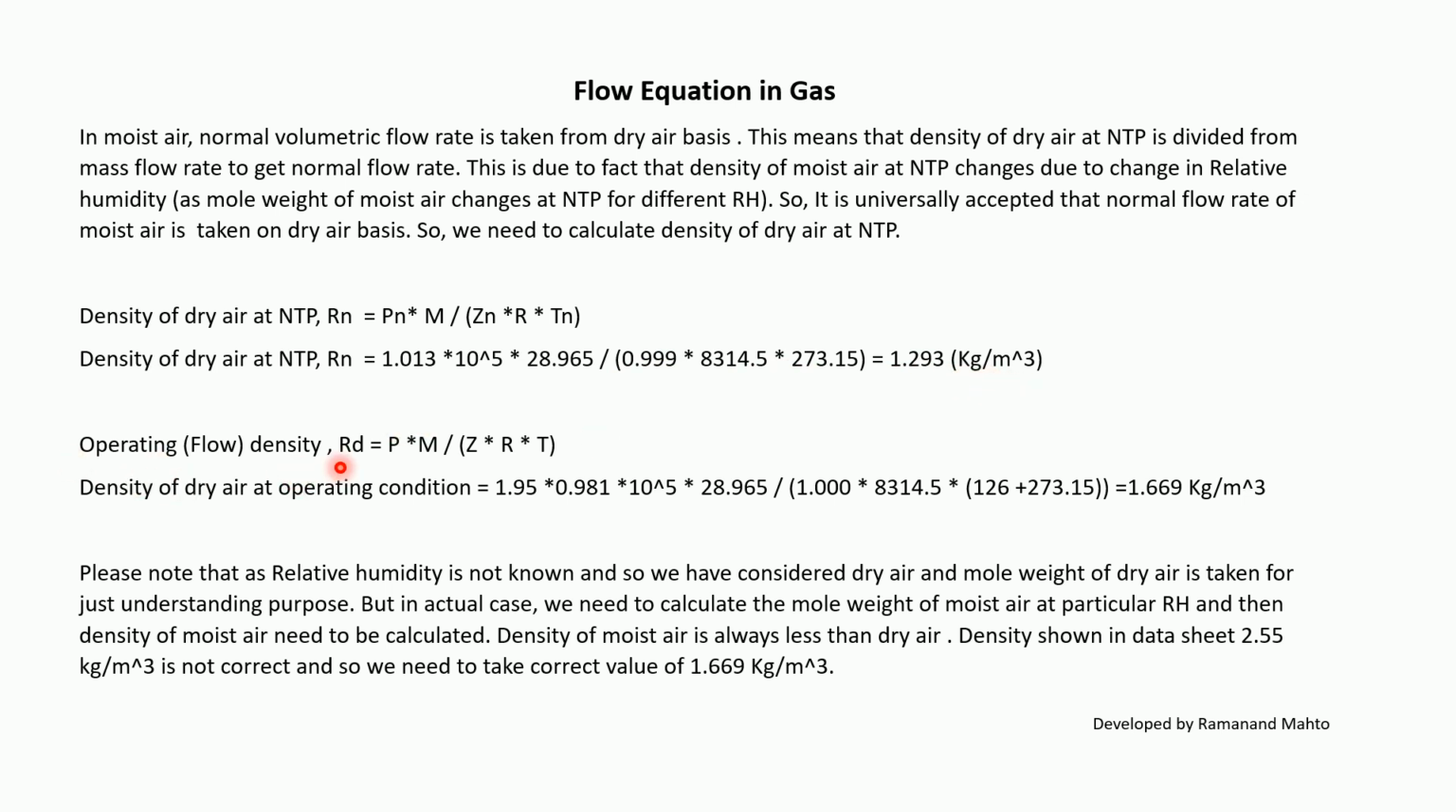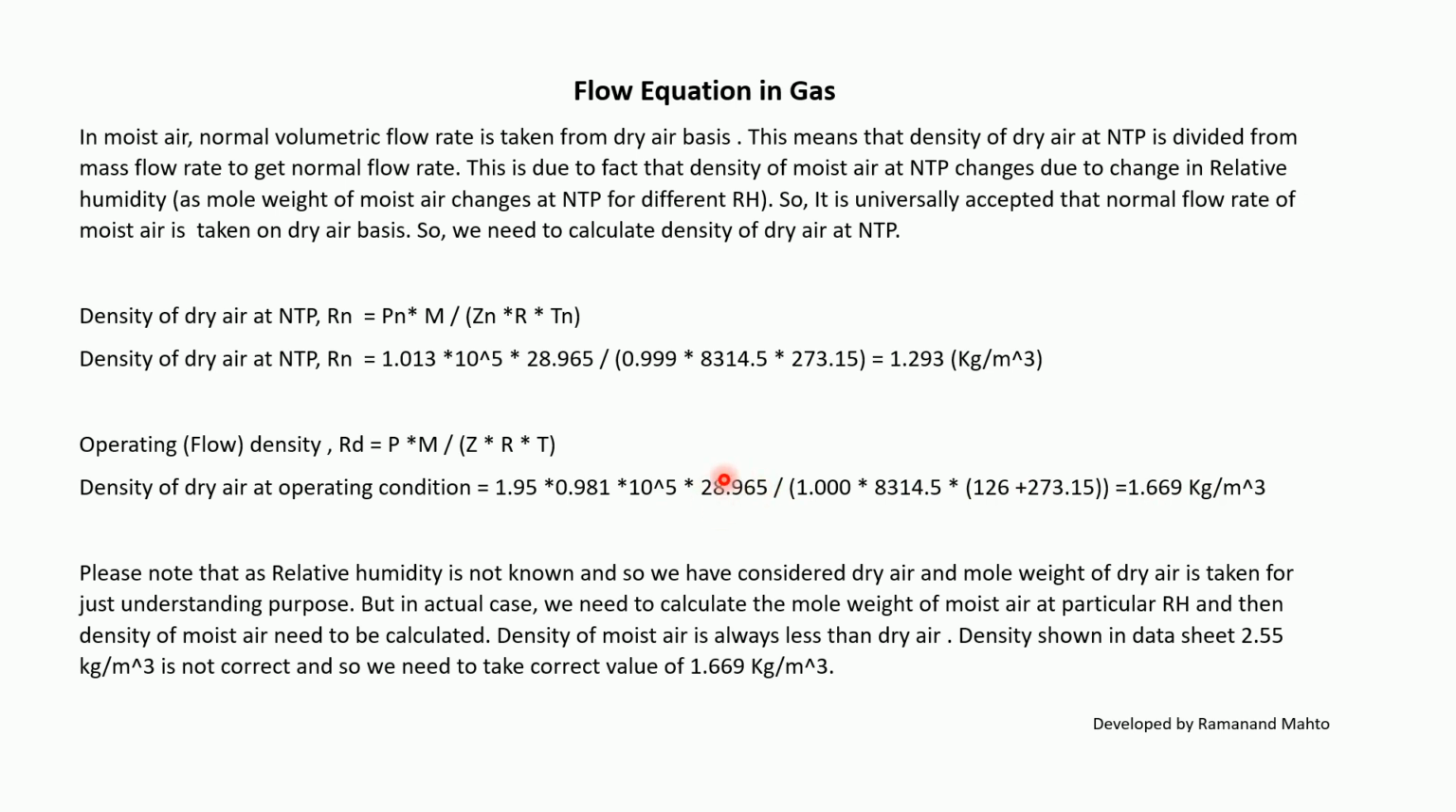Density at operating condition is P into M upon Z into R into T. So we can write density of dry air at NTP as 1.95 into 0.981 multiplied to get bar, again 10 to the power 5 is Pascal, then 28.965 is the mole weight of dry air. Z is 1 as given, then 8314.5 into 126.2 plus 273.15, which comes to 1.669.